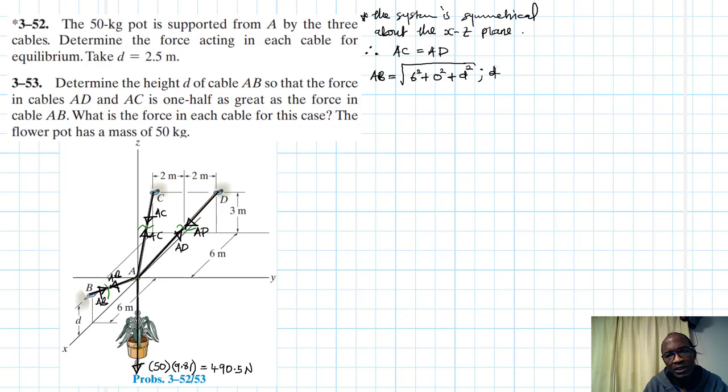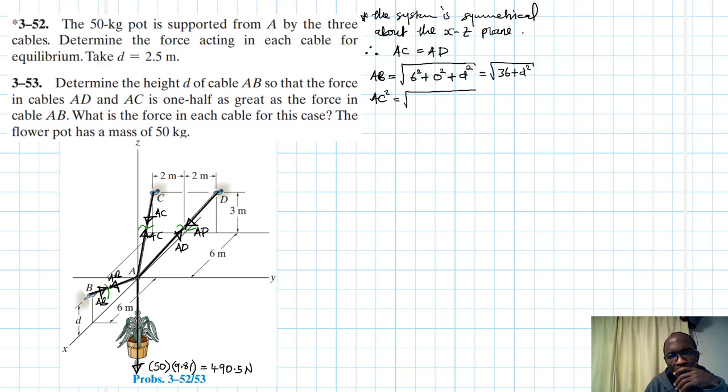We have a d, and then d itself in our case, we'll leave it like this. So this translates to 36 plus d squared. Then let's find the other length, which is AC.